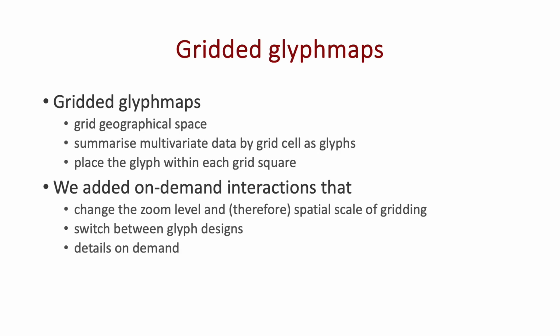Our solution to summarizing multiple variables of data together over space was to use gridded glyphmaps. These grids summarize the multivariate data that lie within each grid cell as glyphs or mini charts, and then embed these in the cells. This enables, for example, spatial variation in the amounts of population in all COVID infection states to be summarized. Our solution to exploring at different scales was to add interaction, with zooming that regrids the gridded glyphmaps to different scales on the fly. We also added interactions that switched between glyph designs and provided details on demand.